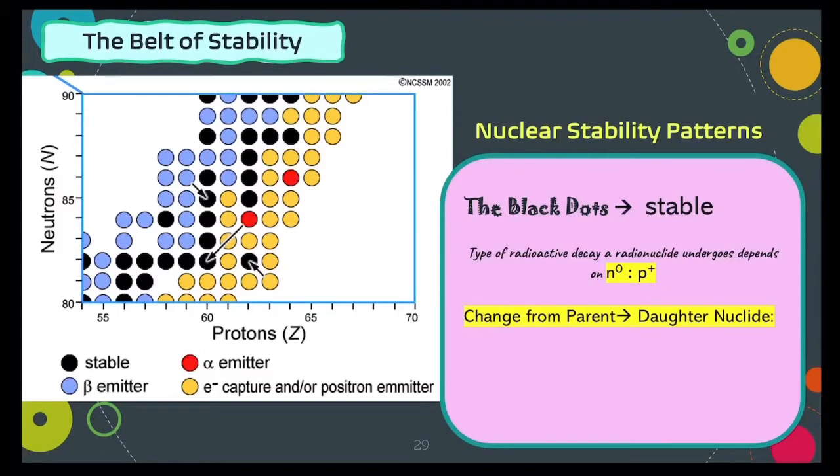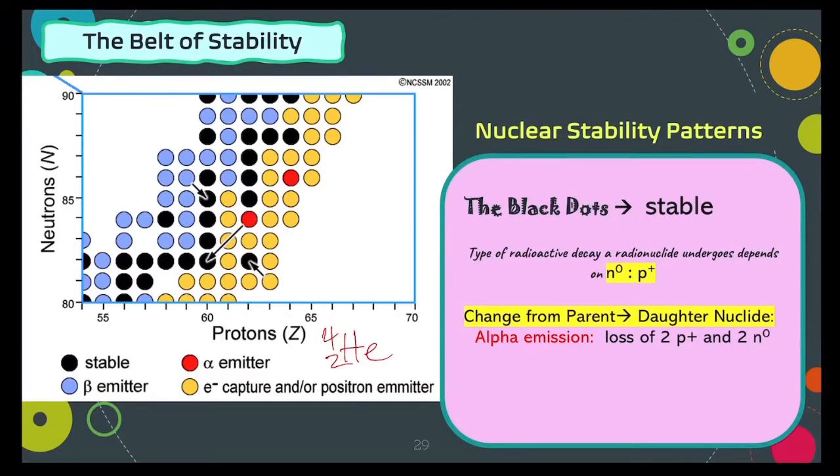So if you look at each of the circles, they're color-coded. The red circles represent alpha emitters. So remember, an alpha particle is a helium nucleus, mass number 4, atomic number 2. It is the most massive form of radiation. And when an alpha particle is released, there is the most dramatic change in the number of protons and neutrons.